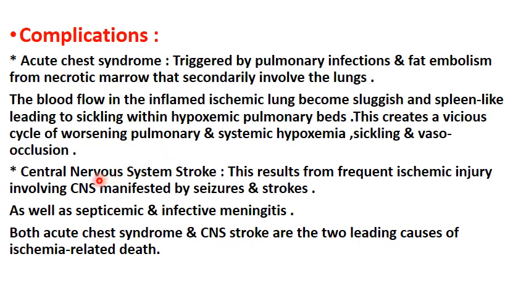Central nervous system stroke also occurs, because of sickling, occlusion, ischemia, infarction. It might be manifested by seizures, convulsion, and stroke, as well as septicemia and infective meningitis. Both acute chest syndrome and central nervous system stroke are the two leading causes of ischemia-related death.